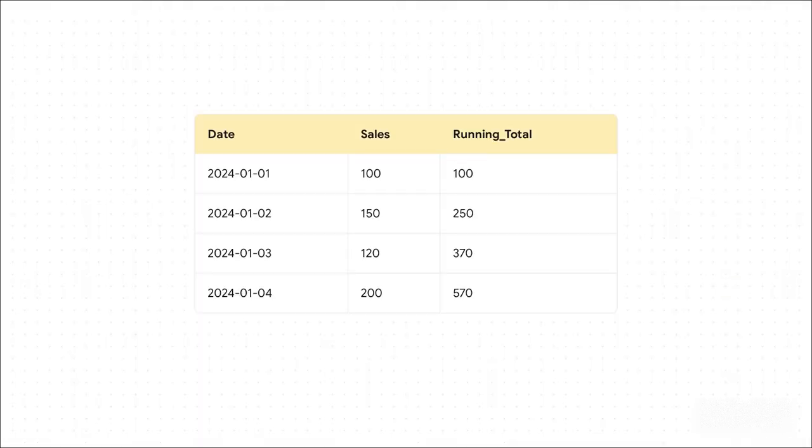Here's another business classic, calculating a running total. You have no idea how painful this used to be to write in SQL. Now, it's almost laughably easy. You just use sum sales with an over clause that orders the data by date. For every single row, SQL sums up all the sales from the very beginning up to that point. It's elegant, it's efficient, and it's incredibly useful for tracking cumulative growth.